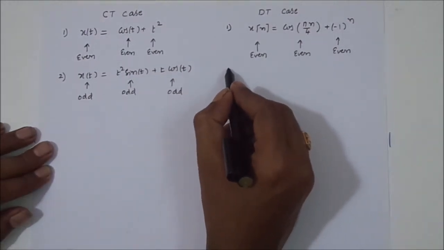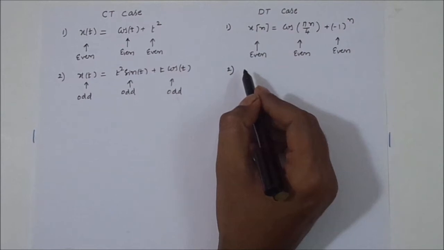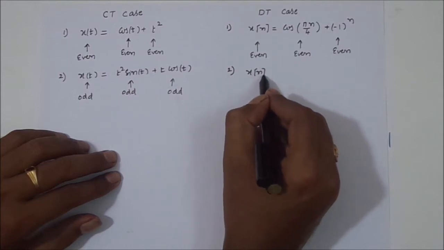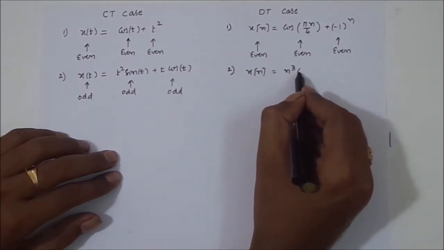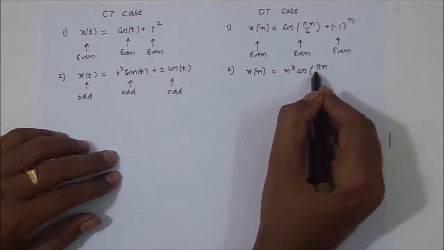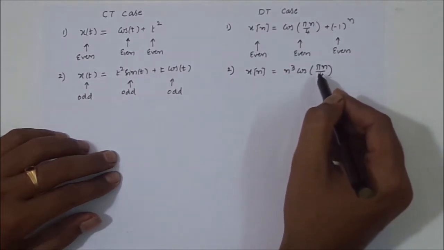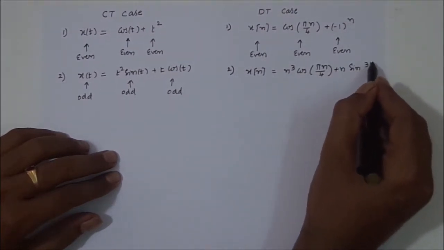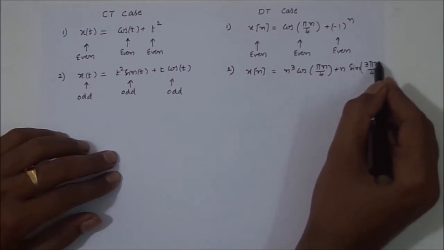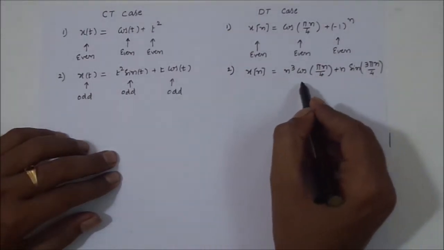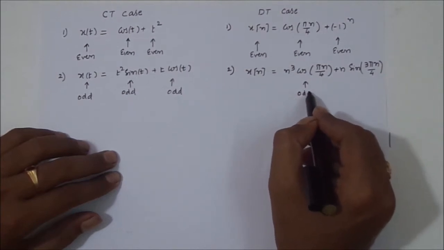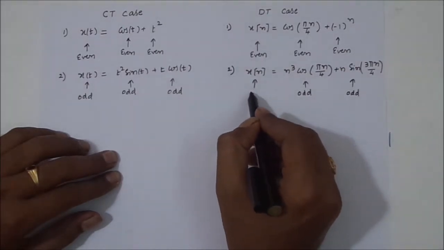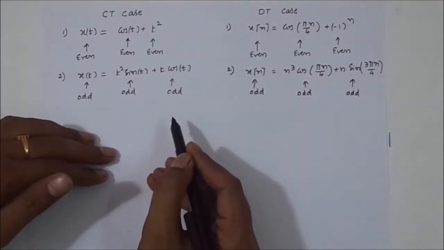Okay, so for discrete time, what example will we take? x of n equal to n cube cos pi n by 4 plus n sin 3 pi n by 4. If you take this example, again this one is odd, this one is odd, so the resulting signal is also odd. Okay, you can prove it again, that's easy.